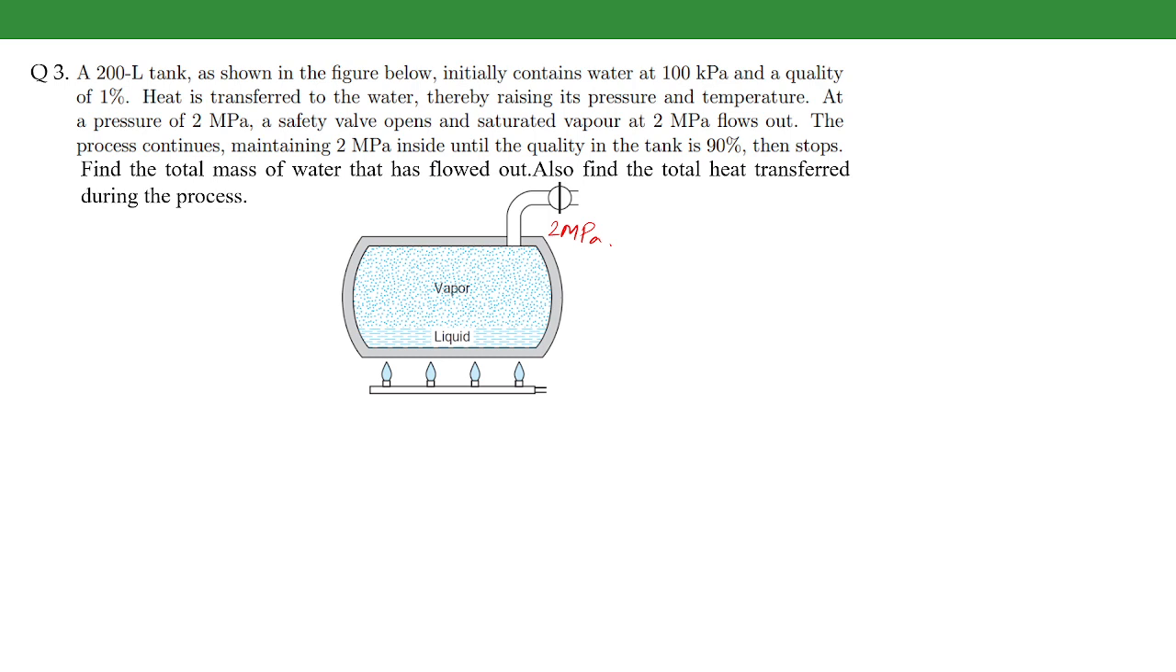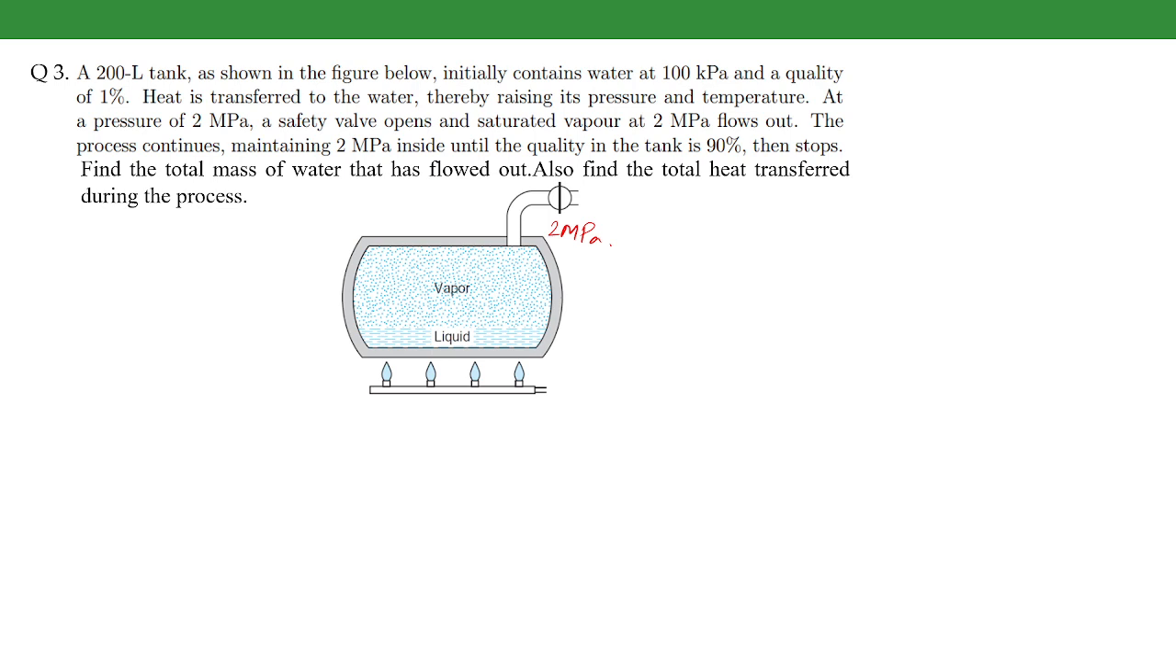So what is the process here? It starts with 100 kilopascal when the valve is closed. Now due to heat, the liquid starts getting converted. It starts with an initial vapor content of 1%. As the liquid starts getting converted to vapor, the pressure increases. Since the valve is not open, the pressure inside the tank keeps on increasing. It is a fixed volume tank, so the pressure keeps on increasing till 2 megapascal.